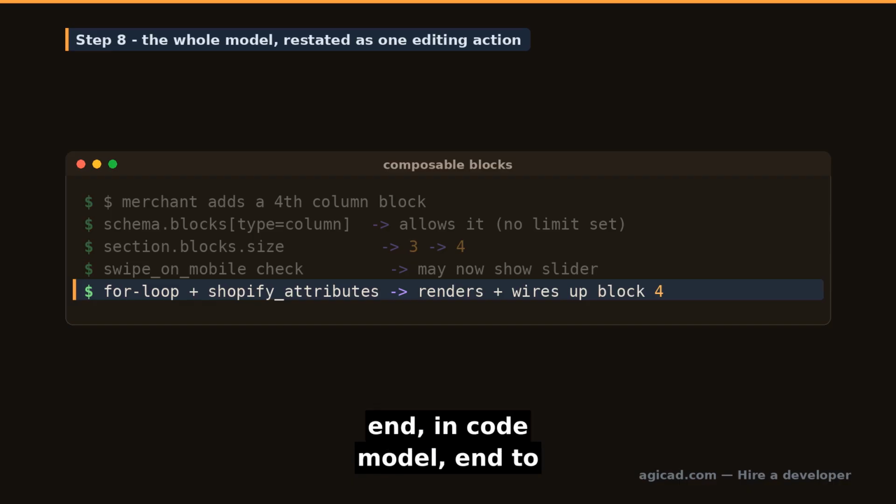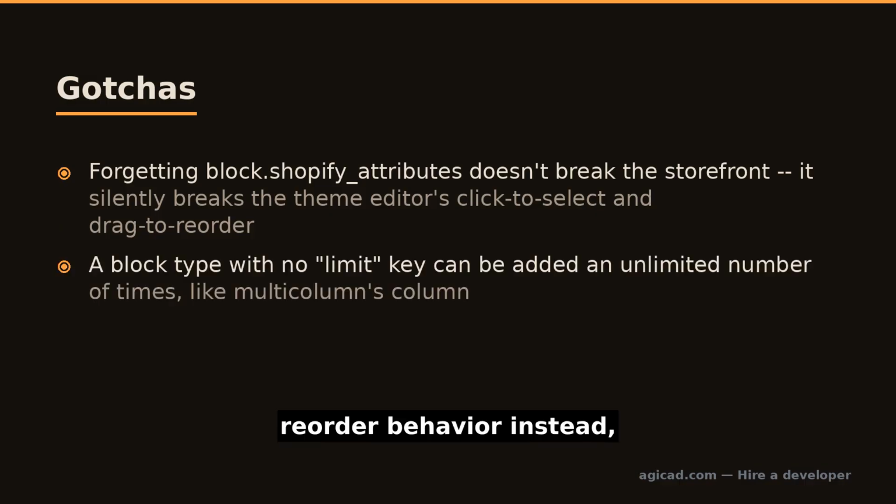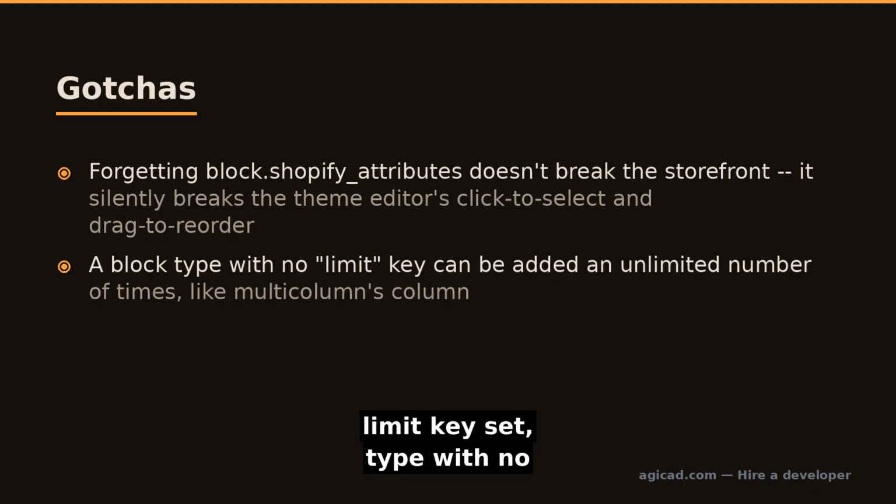A few things trip people up here. Forgetting block.shopify _attributes doesn't break anything a shopper sees on the storefront. It silently breaks the merchant-facing theme editor's click to select and drag to reorder behavior instead, which makes it an easy bug to miss in testing. A block type with no limit key set, like multicolumn's column type, can be added an unlimited number of times. There's no implicit cap unless the schema states 1.